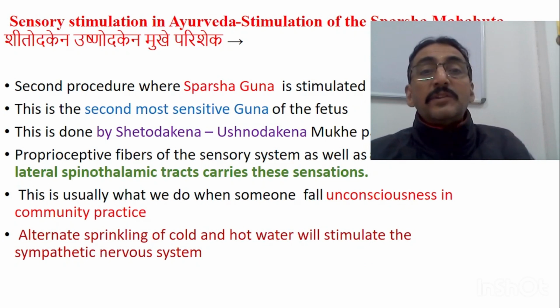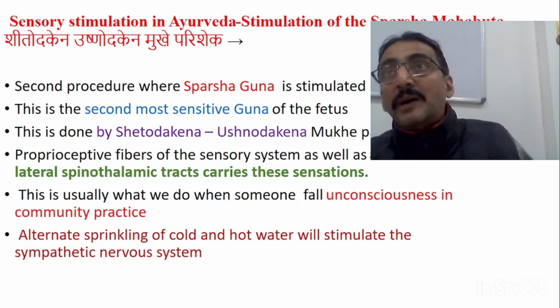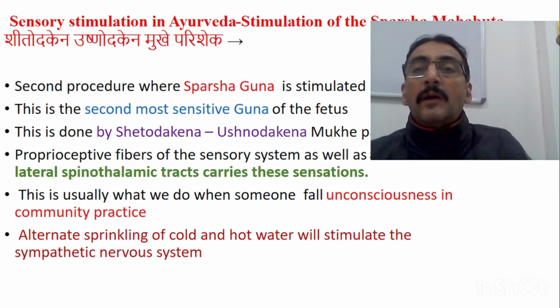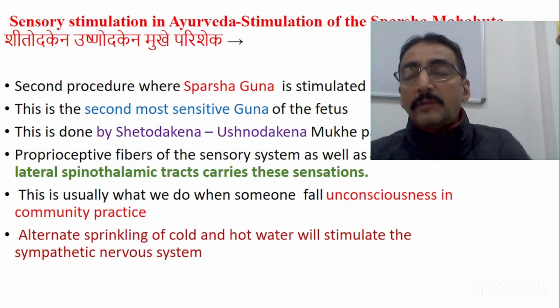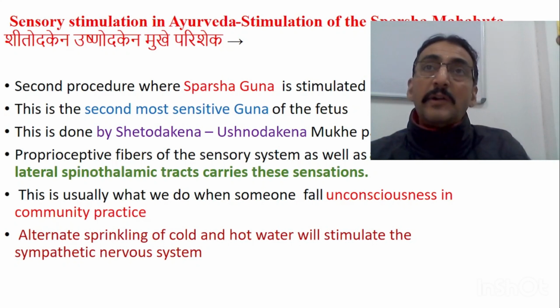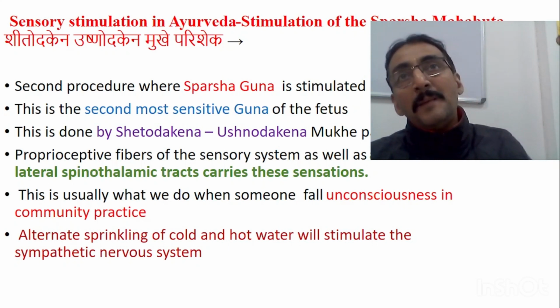Now, sensory stimulation in Ayurveda, stimulation through Sparsha Mahabhuta. Second, Sparsha Tanmatra or Vayu Mahabhuta. The one of the Vishesha Artha of the Vayu Mahabhuta is Sparsha. Shabda, Sparsha, Rupa, Rasa, Gandha. Sparsha. So now they are using sparsha or touch sensation as the method of stimulation of breathing.